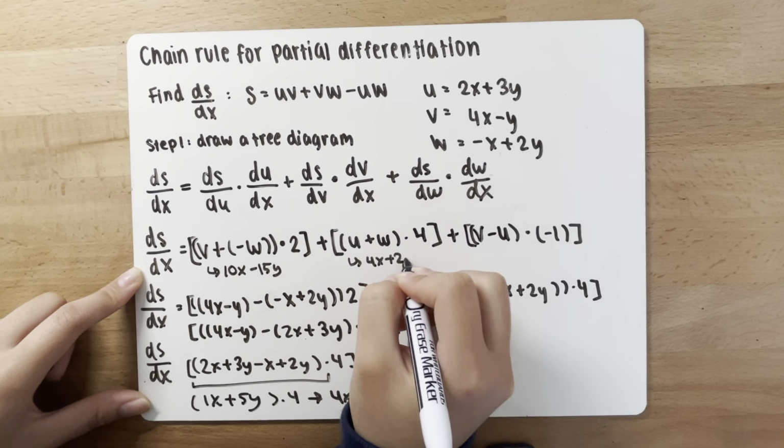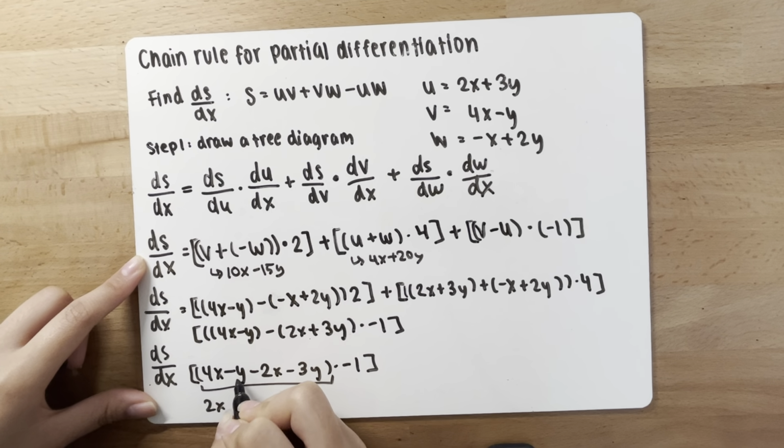Now, going to do the last part. For distribute the negative, you have negative 2x minus 3y. So you will have 4x minus y minus 2x minus 3y, all of that multiplied by negative 1. Okay, so this part you have 4x minus 2x, which is 2x. Negative y minus 3y is negative 4y. You have 2x minus 4y. No, you will have a negative 2x plus 4y. Okay.